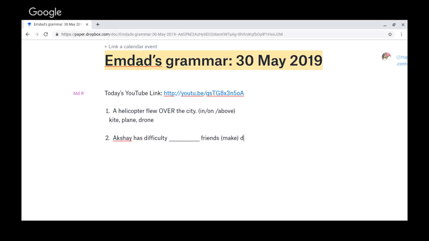So here we write: difficulty in doing something. So what will go here? Akshay has difficulty, say, in making friends. How easy is this? Come to number three.